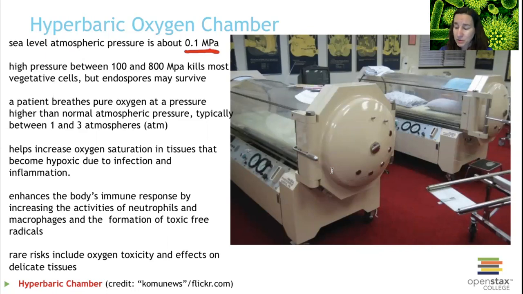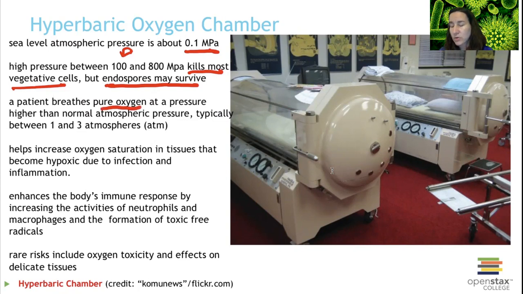If we crank up that pressure, and now we're at 100 millipascals, that is way more than sea level pressure, and that is enough to kill most vegetative cells. But as we said, the endospores, those sneaky little buggers, they may survive. But if you've got an active infection, a hyperbaric oxygen chamber might be a way to combat some of those, because not only are you under pressure, but you're breathing pure oxygen.